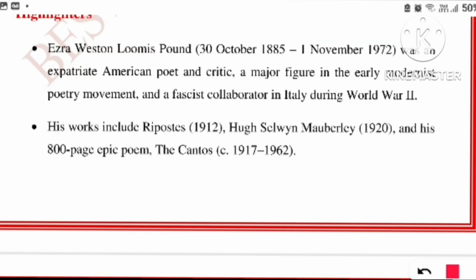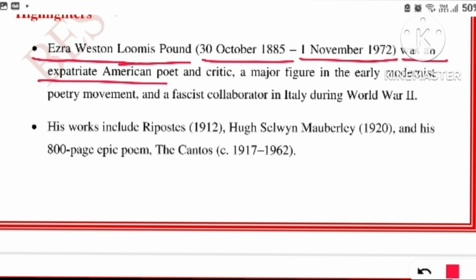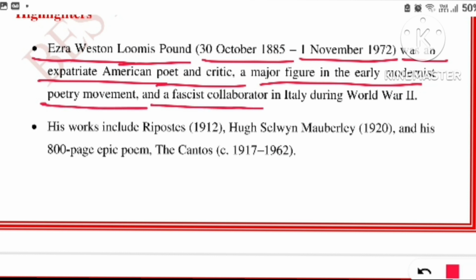Let's see the highlighters. Ezra Pound's full name is Ezra Weston Loomis Pound. He was born on 30th October 1885 and died on 1st November 1972. He was an expatriate American poet and critic, a major figure in the early modernist poetry movement, and a fascist collaborator in Italy during World War II.